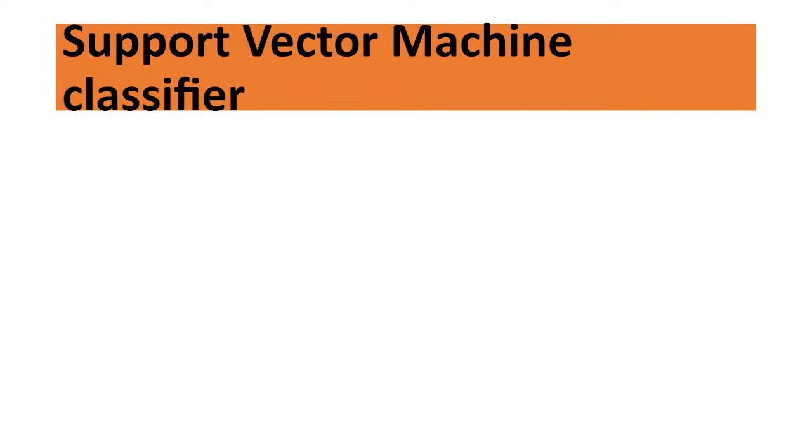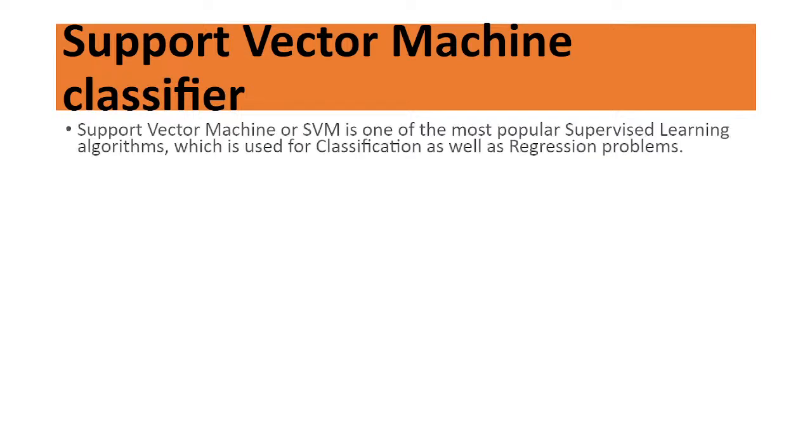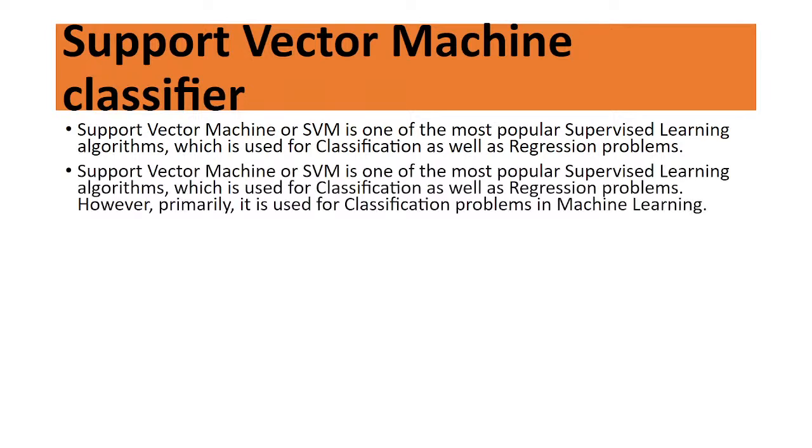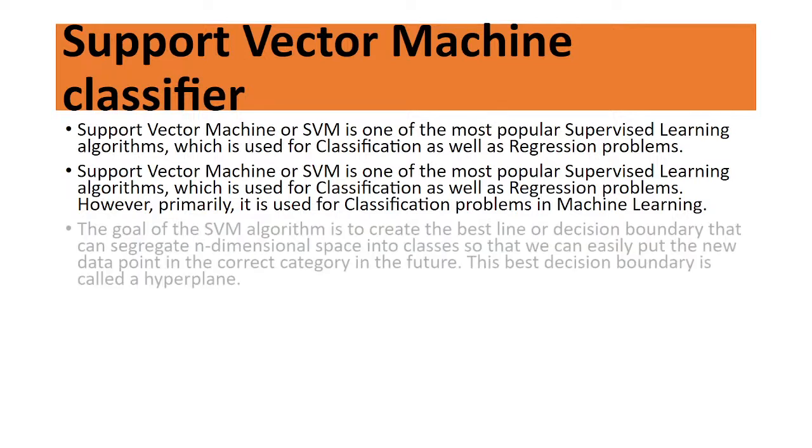So now we talk about the support vector machine. How will this algorithm work? Support vector machine, or SVM, is one of the most popular supervised learning algorithms, which is used for classification, as well as for regression problems. So support vector machine supports two things, classification as well as regression problems. We already talked about that.